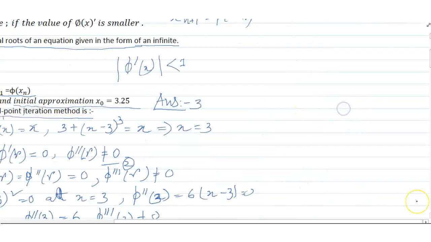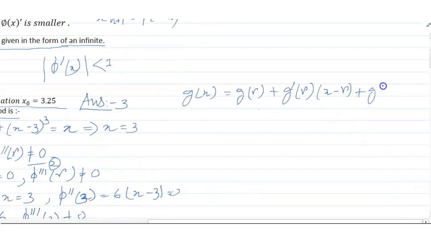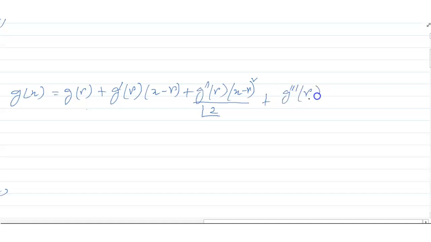3. If we apply Taylor's theorem, g(x) = g(r) + g'(r)(x − r) + g''(r)(x − r)²/2! + g'''(r)(x − r)³/3! + ... up to infinity.